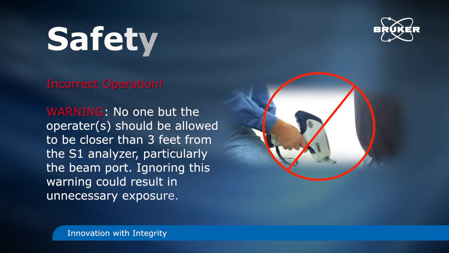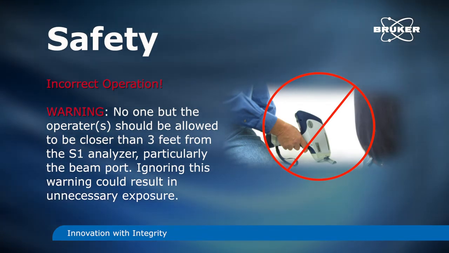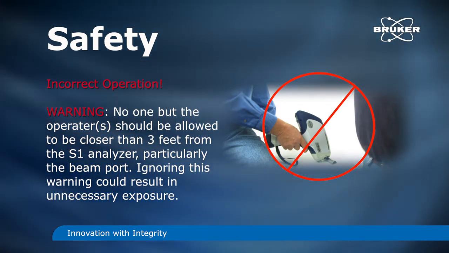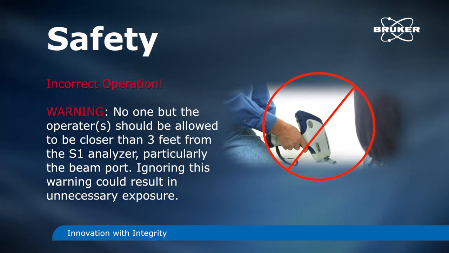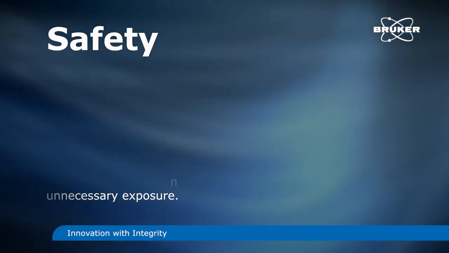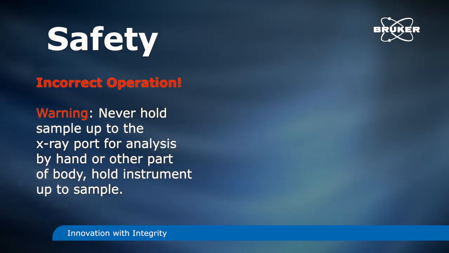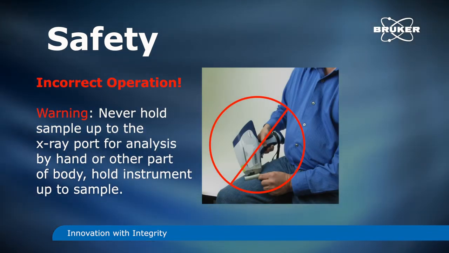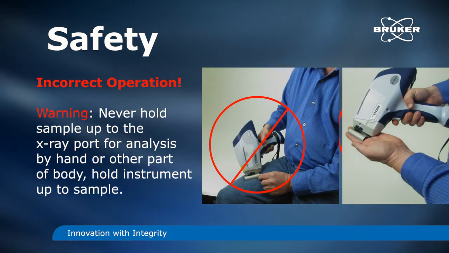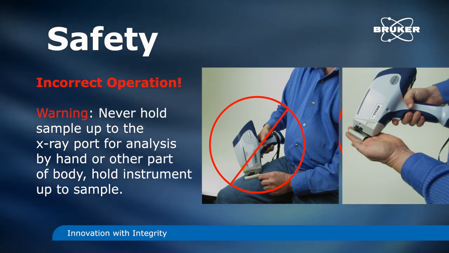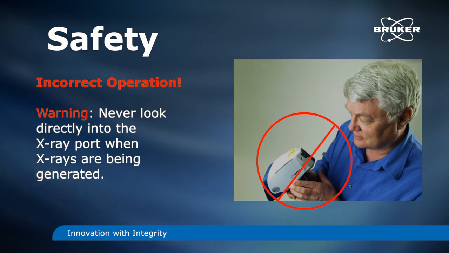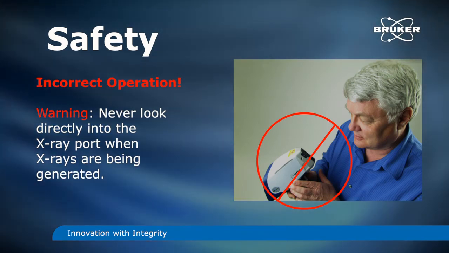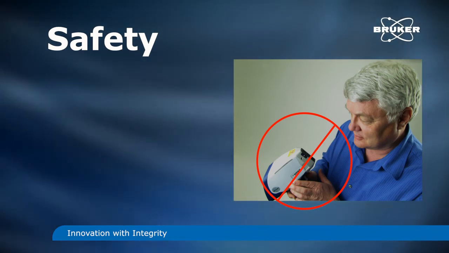No one but the operator should be allowed closer than 3 feet from the S1 analyzer, particularly the beam port. Ignoring this warning could result in unnecessary exposure. Never hold the sample up to the X-ray port for analysis by your hand or other part of the body. Hold the instrument to the sample. Never look into the useful X-ray beam. This could damage the lens of your eye.